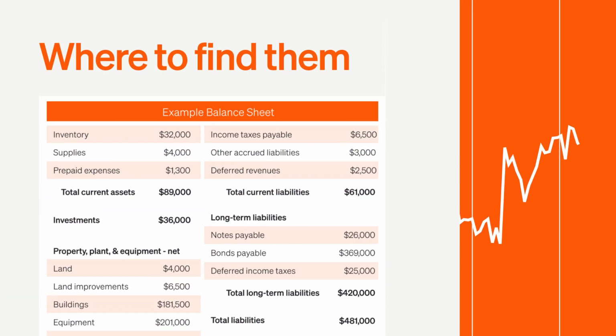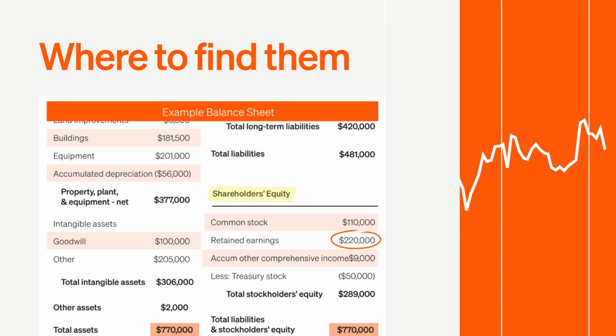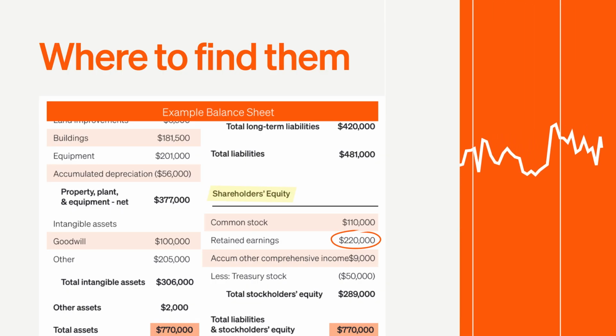You'll find retained earnings on the balance sheet under Shareholders Equity. While they're not an asset, they're a key measure of a company's financial strength.